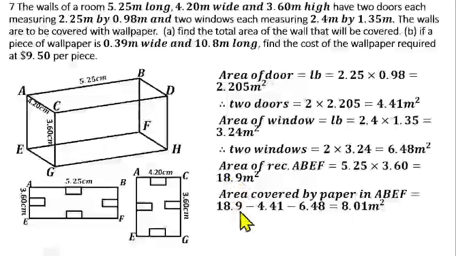So you have 18.9 minus 4.41 minus 6.48, that should give us 8.01 square meters. That will be the area that will be covered by the paper.